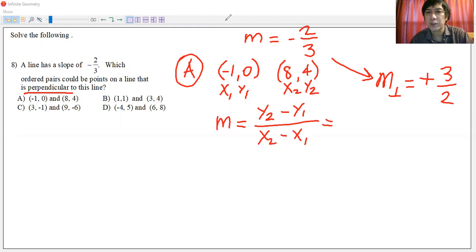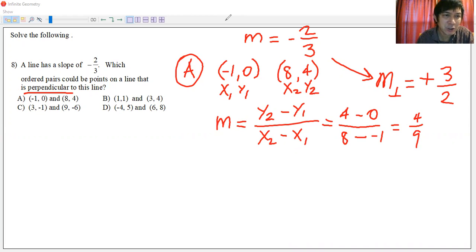Let's see if we will get a 3 over 2. This will be y2, 4, minus y1, 0, over x2, that's 8, minus x1, which is negative 1. This looks like 4 over 9, and that's not 3 over 2. Therefore, letter A is not the answer. Let's proceed to the next, letter B.